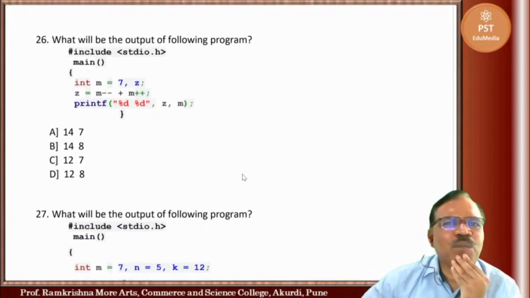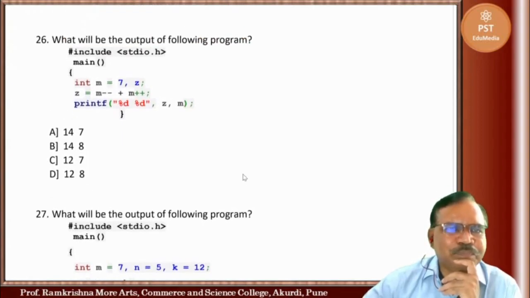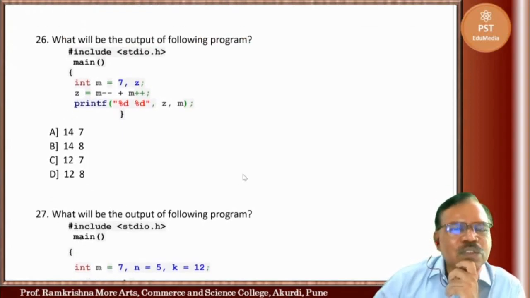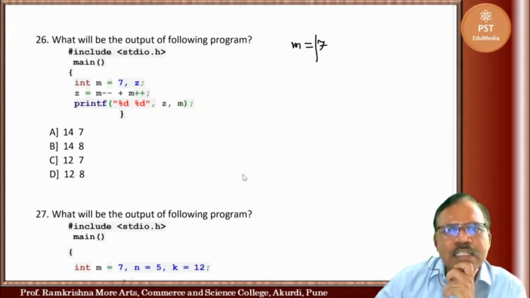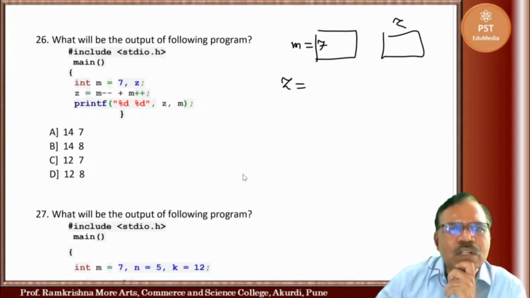Now next one. What will be the output of the following program? So here m equal to 7 at the memory location. We have z and z is equal to m minus minus plus m plus plus.